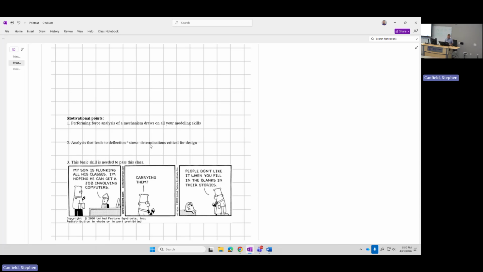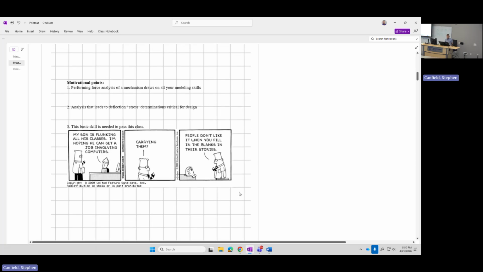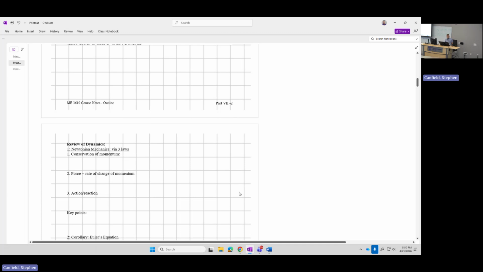And then I have an old Dilbert cartoon that I thought might be motivational. As engineers at Tennessee Tech, you're definitely learning the hard stuff. No one's going to question where you're going to get a job.